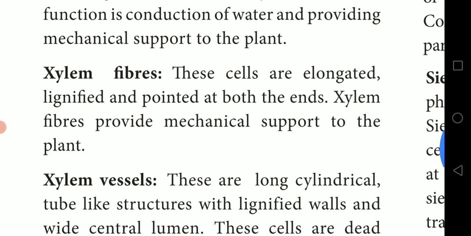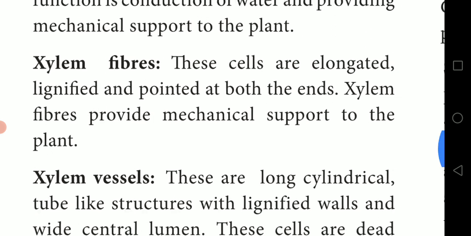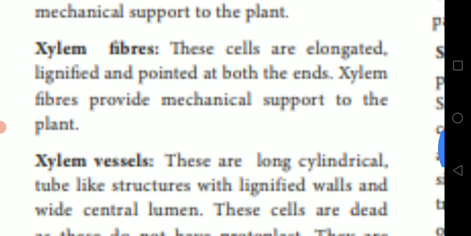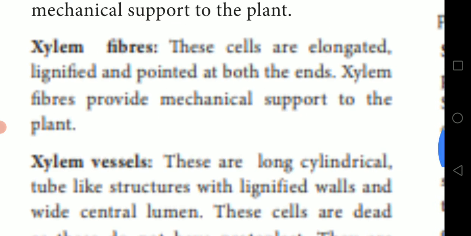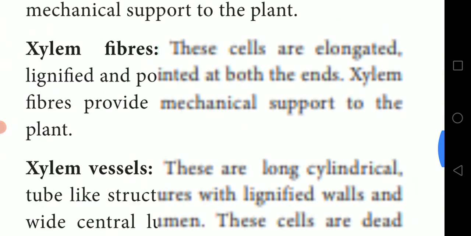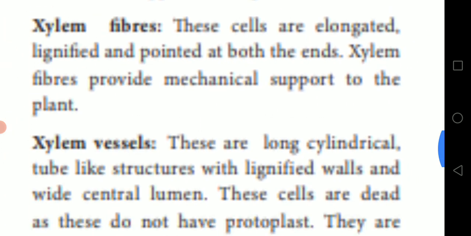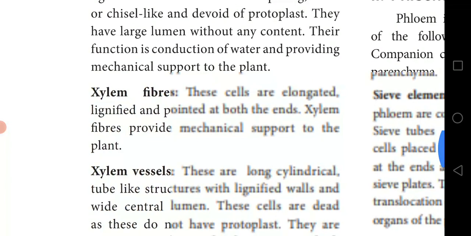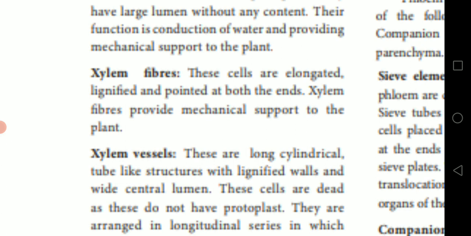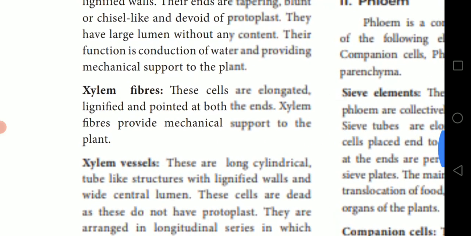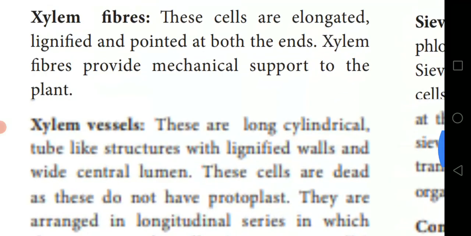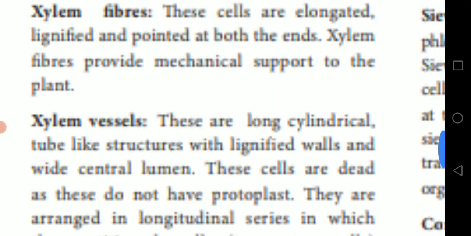The next topic is xylem fibres. These cells are elongated, meaning lengthy, lignified and pointed at both ends. Xylem fibres provide mechanical support to the plant.